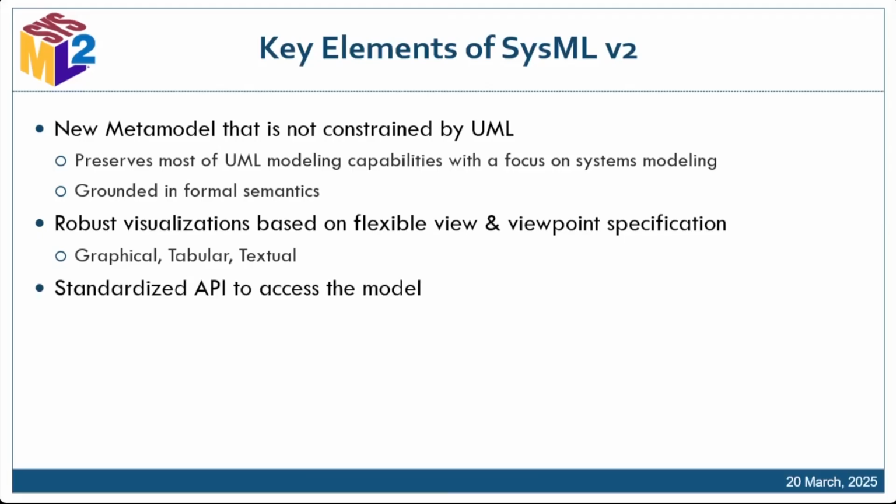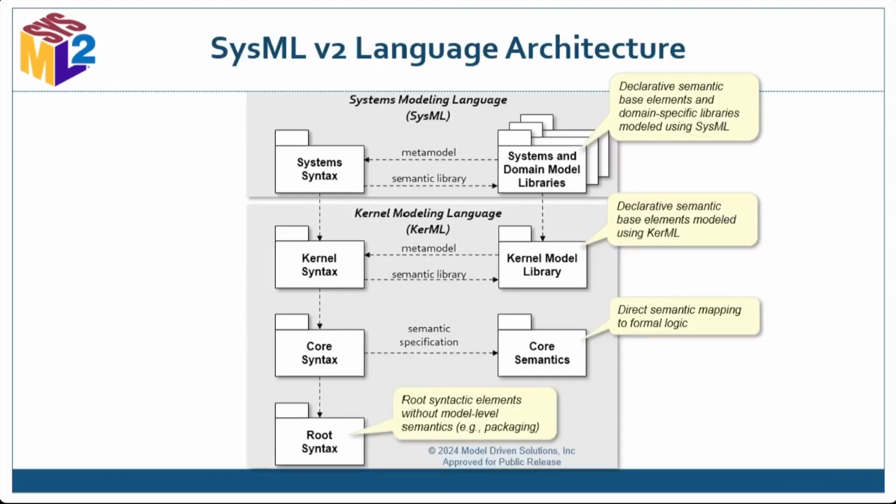And then finally, the third key element is the standardized API. We didn't have that. Every tool had an API. None of them were standard. They all had varying degrees of documentation. Now we have a standard API such that any other modeling tool or software application can interface with or interoperate with the SysML v2 modeling tool. So these are the huge aspects.